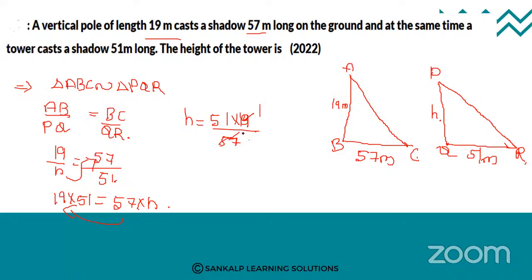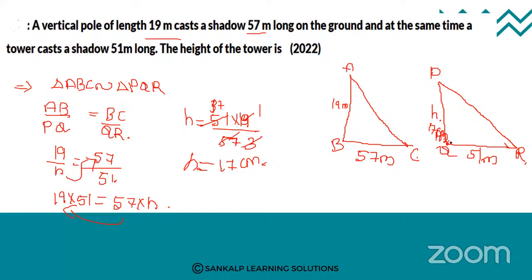3 ones are 3, 3 sevens are 21. Okay, so 37. Sorry, 3 ones are 3, 3 sevens are 21, 1 ones are 17. Therefore, you will get 17 centimeter. Therefore, the height of the tower is 17 centimeter. So it is in meter. Okay, 17 meter.